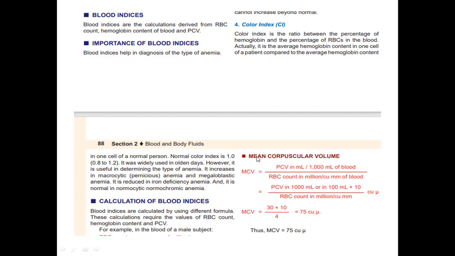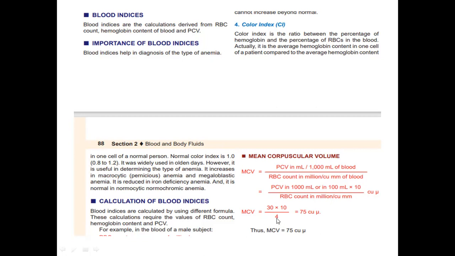Now let's look at the mean corpuscular volume. We are going to assume that an adult male patient came to us, and we found that the packed cell volume of that patient was 30. We will assume that the packed cell volume of the patient was 30, and the amount of red blood cells found in the patient was 4 million per cubic millimeter.